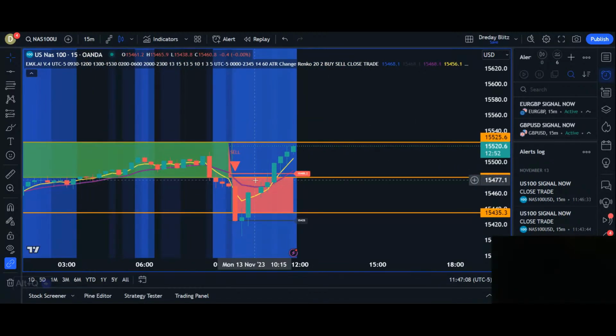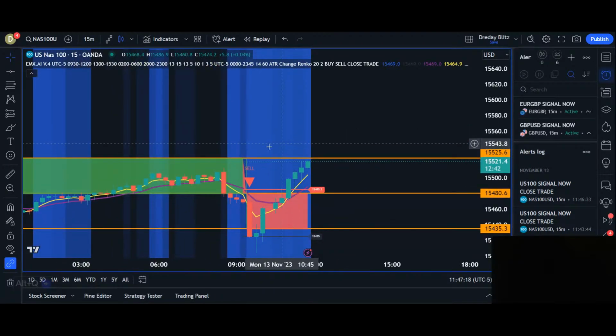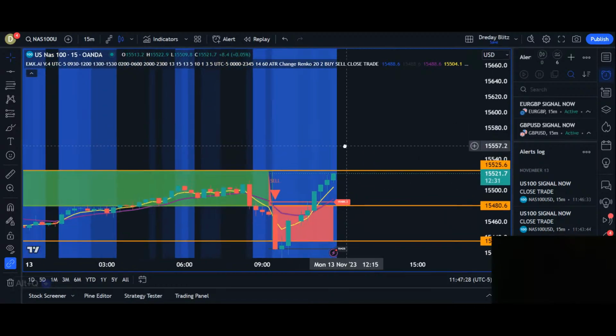So if you were in that sell, you had the option to remove yourself from the sell here, or you wait until you receive the notification, and you just receive the notification for buy. So that means that we will have that range here for a buy going long.